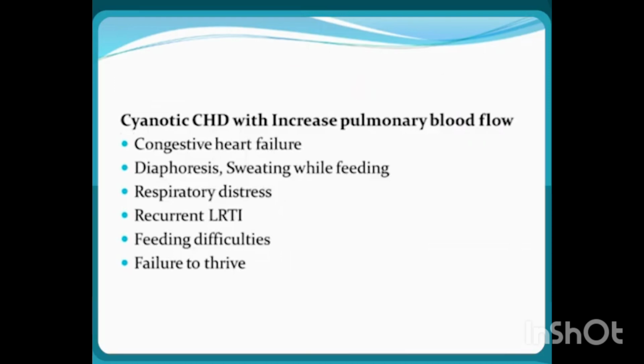And cyanotic CHD with increased pulmonary blood flow, these patients present the same way as acyanotic CHD with increased pulmonary blood flow, but these patients present early and have more severe symptoms during the first few days of life. So these are congestive heart failure, sweating while feeding, respiratory distress, increase in the respiratory rate, recurrent lower respiratory infection, feeding difficulty, and failure to thrive. These are the most common presenting symptoms of cyanotic CHD with increased pulmonary blood flow.